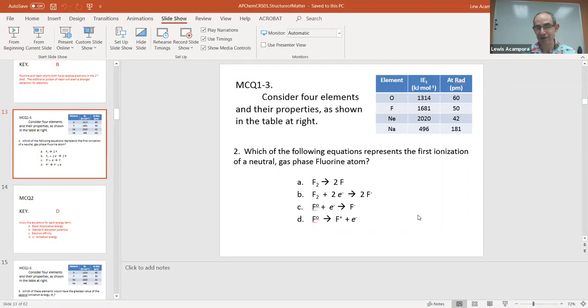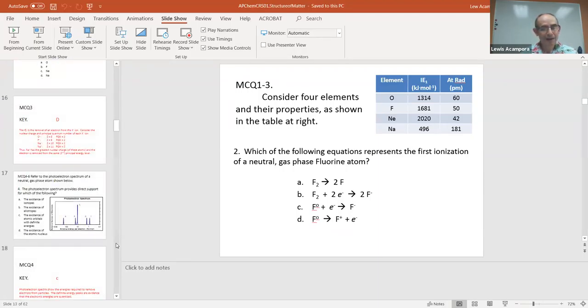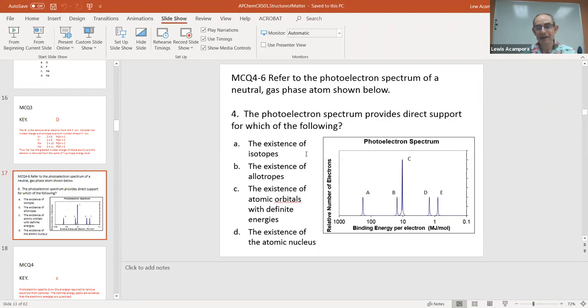Our choice here is letter D, the correct choice, which tells us that a neutral fluorine atom is losing one electron to become, not a fluoride ion, but a fluorine ion with a charge of plus one. And that requires about 1681 kilojoules per mole, a rather high number, but not as high as neon. I'm going to skip a little bit here because I do want to get through many things. So we're going to look at this.